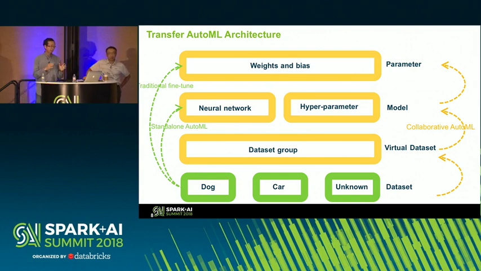Now let's consider the first method. In the first method, we involve the virtual data set layer. The virtual data set layer can group different data sets, so it can be viewed as a hard-decision model sharing scheme, where all the data sets in a virtual data set can share the same model. The model is the combination of the hyperparameters and the neural network. This is our innovation. After involving the virtual data set, we can do collaborative AutoML between the parameters, model, virtual data set, and their data sets.